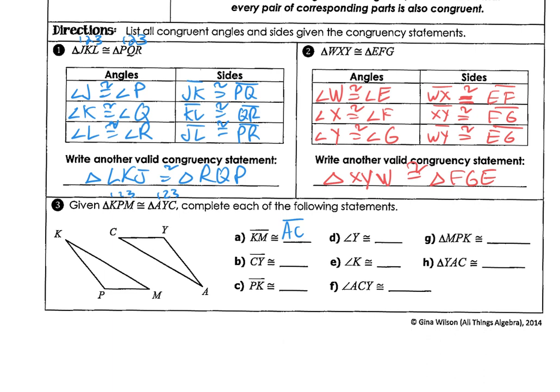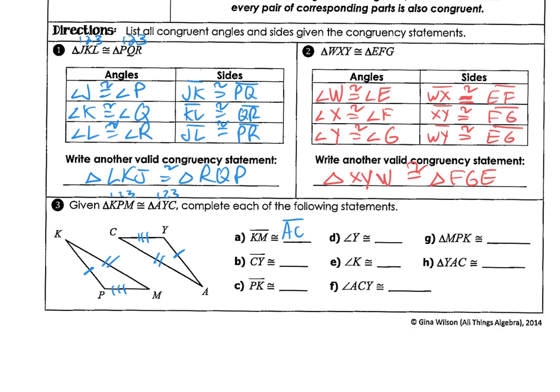put the letters in order. Another thing you could do is go over here and perhaps match up the sides and angles. Like KP matches up with AY. KM, look at the letters, matches up with AC. And PM, again, look at the letters, matches up with YC.